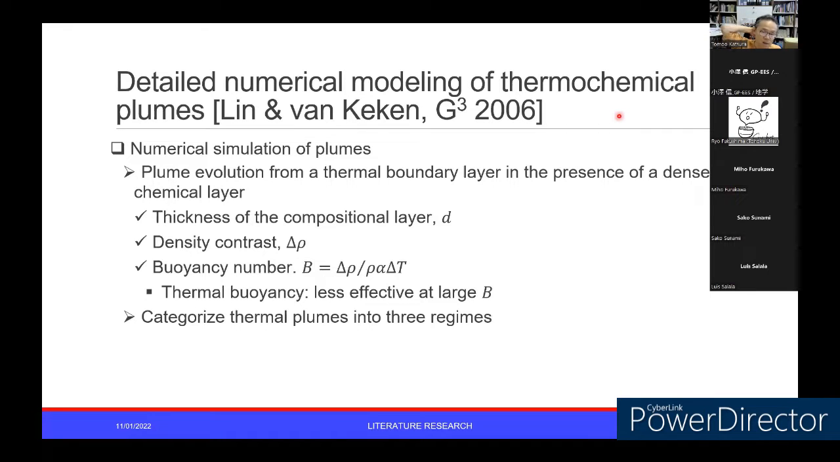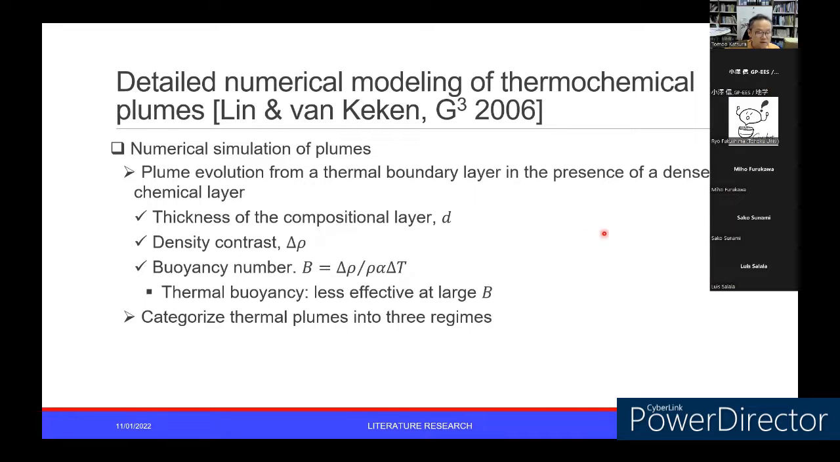Finally, I introduce Lin and van Keken, 2006. They conducted numerical simulations, but the philosophy is similar to Kumagai. They also introduced the same buoyancy parameter. In this study, the important parameters are the density contrast due to chemical heterogeneity, delta rho, the ratio of this delta rho to the thermal expansion effect, the buoyancy parameter B, and the thickness of the compositional layer.